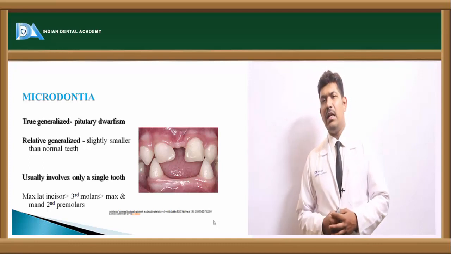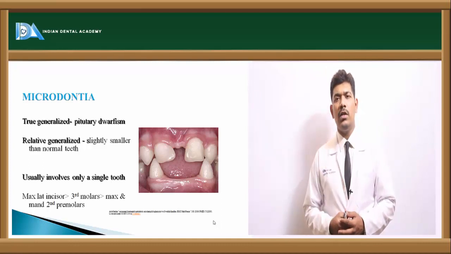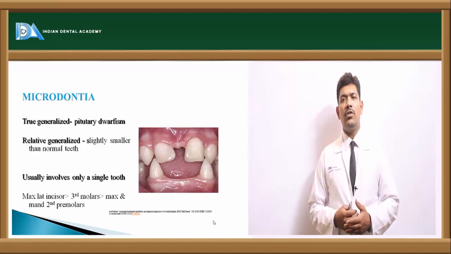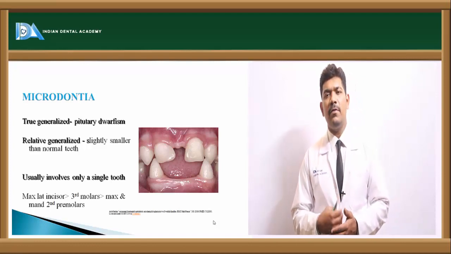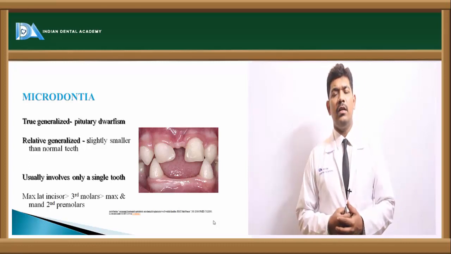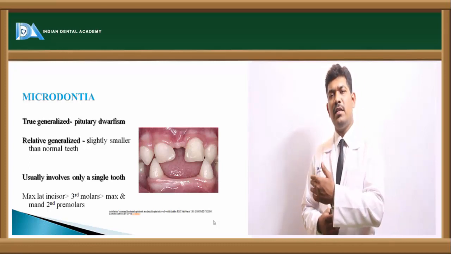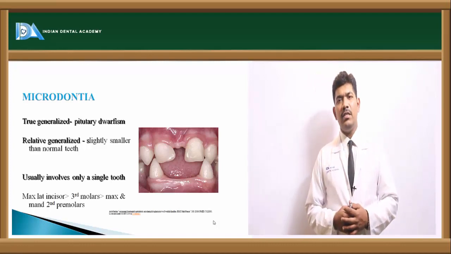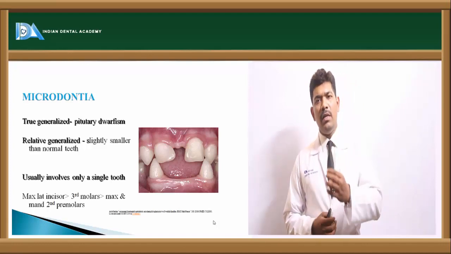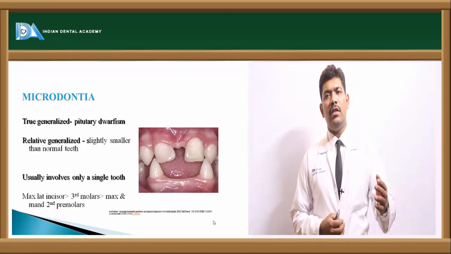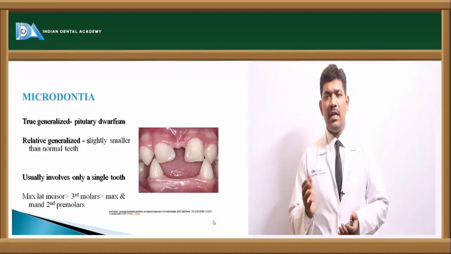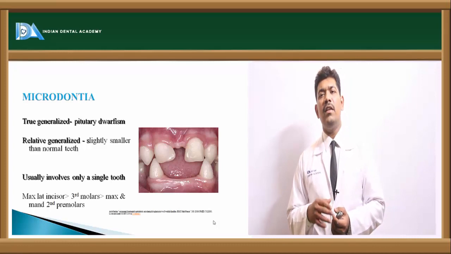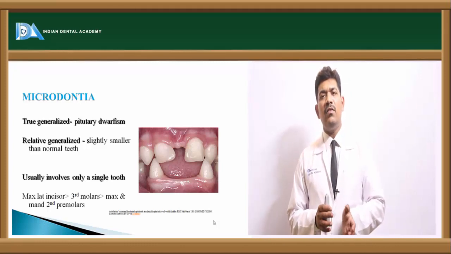Now, one of the main reasons behind this true generalized microdontia is pituitary dwarfism, wherein the growth hormone itself reduces in its secretion, so it results in smaller size teeth formation. Now there is also relative generalized, wherein the tooth is actually normal in size when compared to the standard anatomical size of that particular tooth, but its surrounding structures are relatively larger in appearance, so that gives a smaller appearance to the teeth.